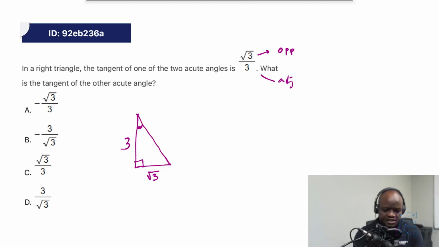Now we're being asked for the tangent of the other angle. So I'm going to use a different color to show that. So now we're focusing on that. Again, tangent is opposite. So opposite from that is this one. And adjacent is √3. Focusing on this right here as our reference angle.